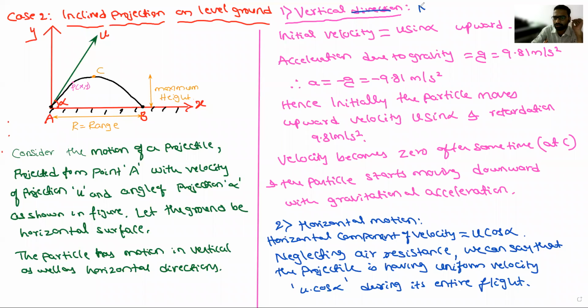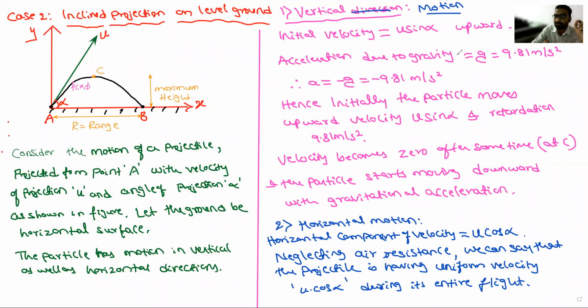This is vertical direction or vertical motion, both are motion, okay. Next one: we have seen vertical, we have seen horizontal, so next is the equation for the trajectory. The trajectory is in which shape? Parabolic. So how do you say it is parabolic? We should get some equation, and only then can we say it is parabolic. So now we will see that one.